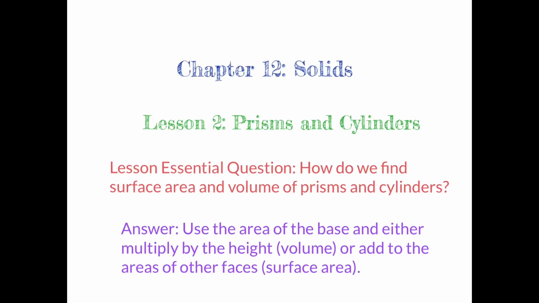So this concludes the video about prisms and cylinders, specifically finding surface area and volume. So how do we find the surface area and volume of prisms and cylinders? You use the area of the base and either multiply by the height for volume or add to the areas of the other faces to find the surface area.